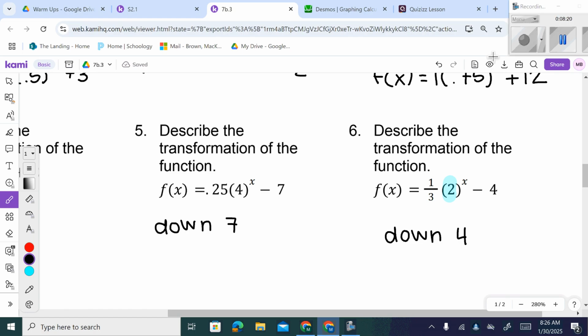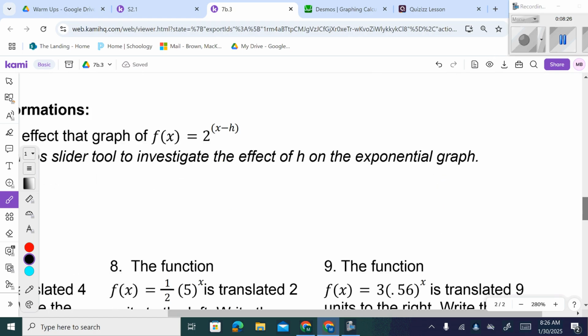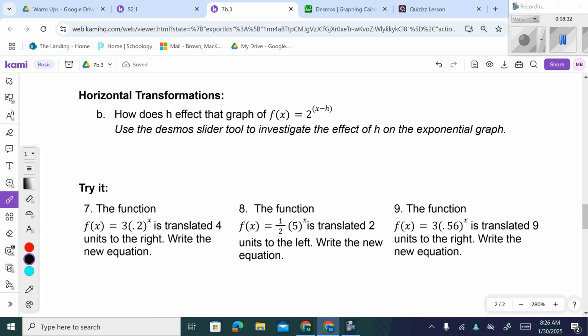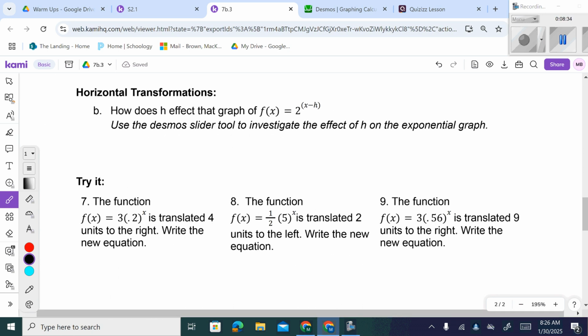Flip over. So k tells me up and down. What do you think we're going to talk about on the back? Your h, which moves it left and right. Okay, so let's just double check this. But what do we say about h? You have to do the what? Opposite.